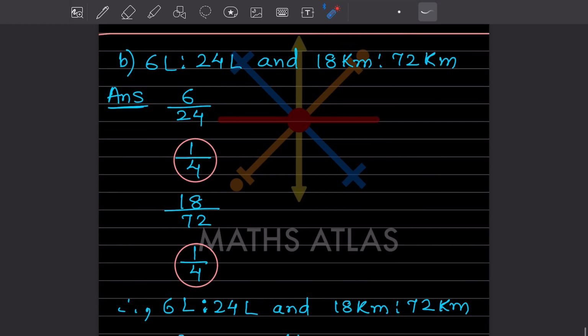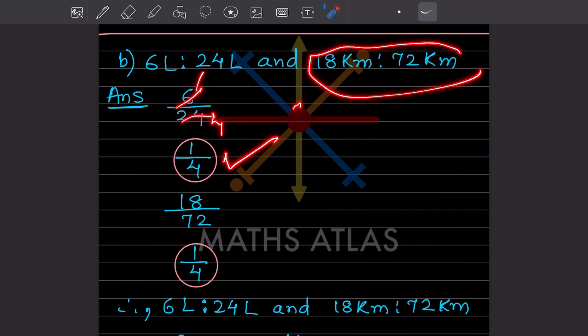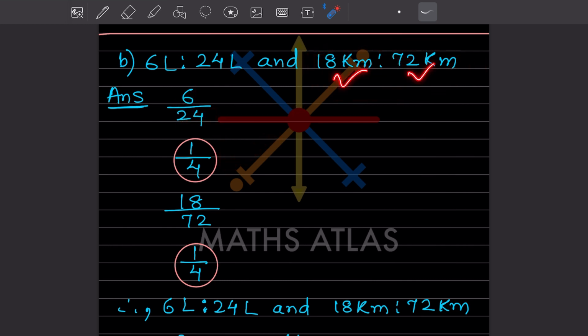Now the next one says 6 liters and 24 liters. So this part is 6 by 24. Both the units are same, so we are not going to think about the units, just write the number. When you simplify this, 6 ones are 6, 6 fours are 24, so that is going to be 1 by 4. Now look here. Again, the units are same, so we can just write the number. This is 18 and 72, so 18 divided by 72. Here again, if you know the table, 18 ones are 18, 18 fours are 72. So this is 1 by 4.